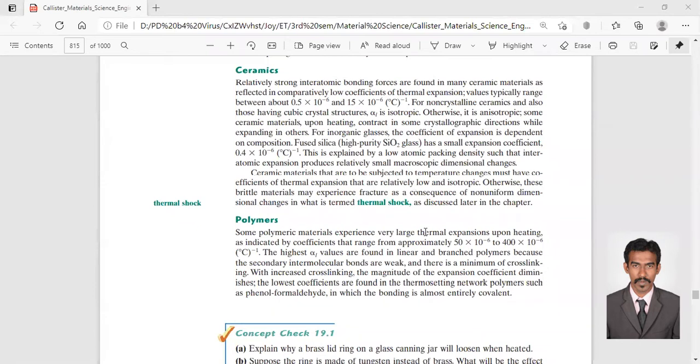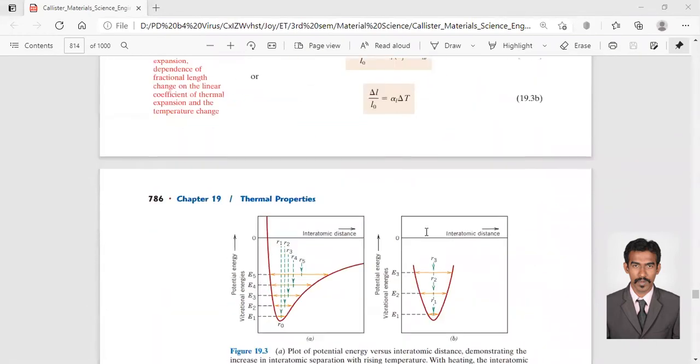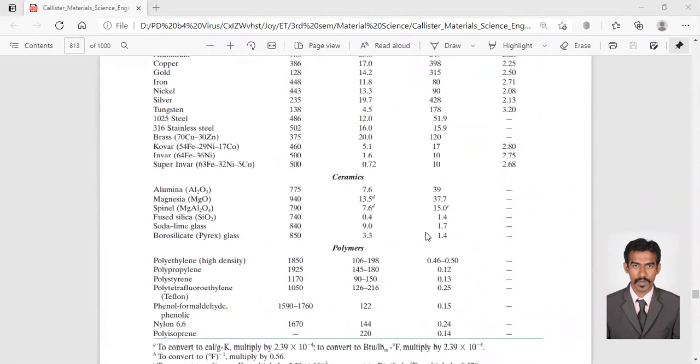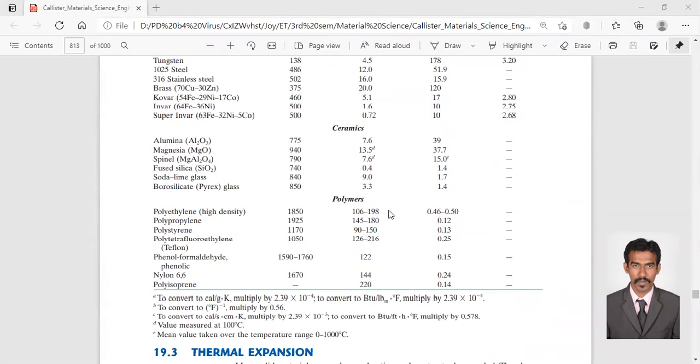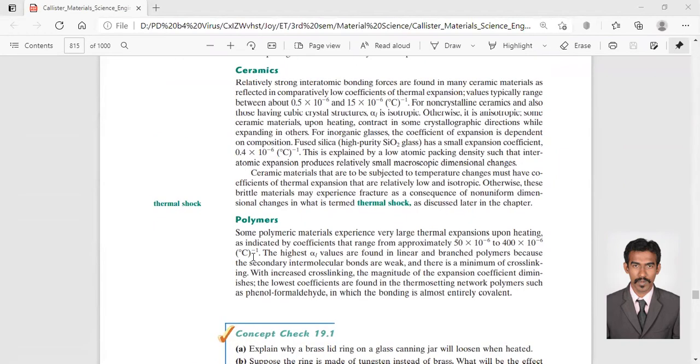Then we have polymers, right? Polymeric materials experience very large thermal expansion upon heating. So in the table, if you see, when you compare, these have a very large thermal expansion coefficient than the other two. They are indicated in the range of around 50 to 400, right? While in the case of metals it is around 5 to 20, so now it's like 10 folds, 50 to 400.